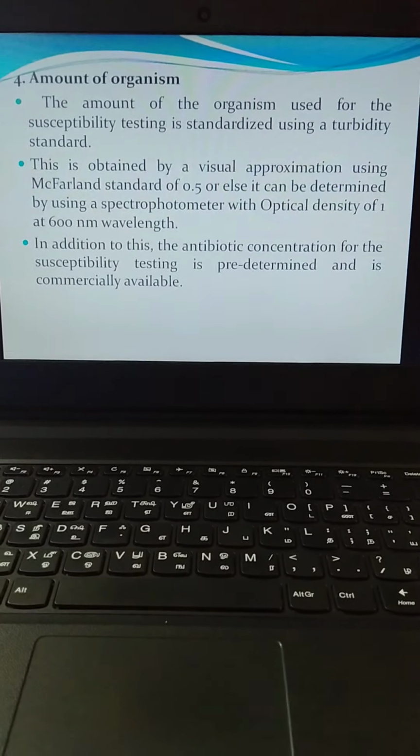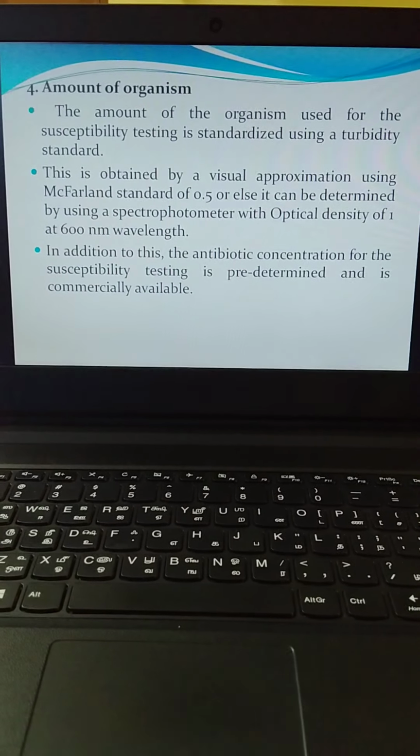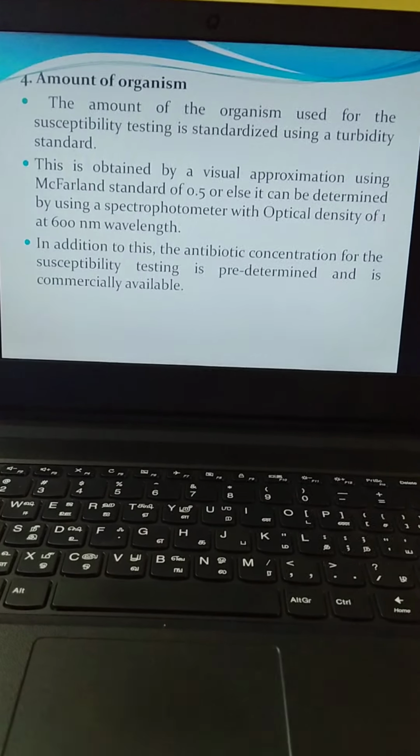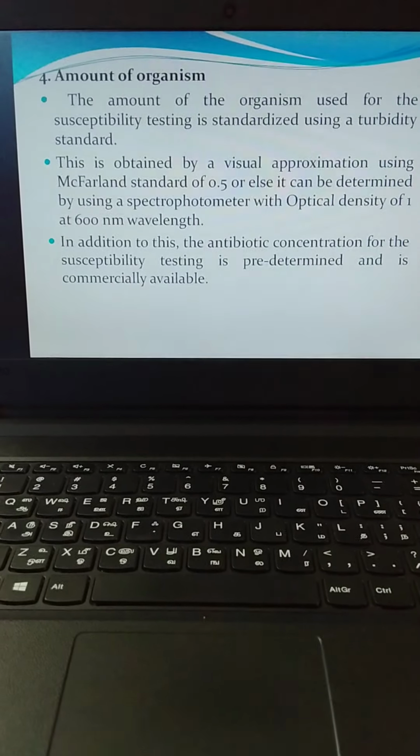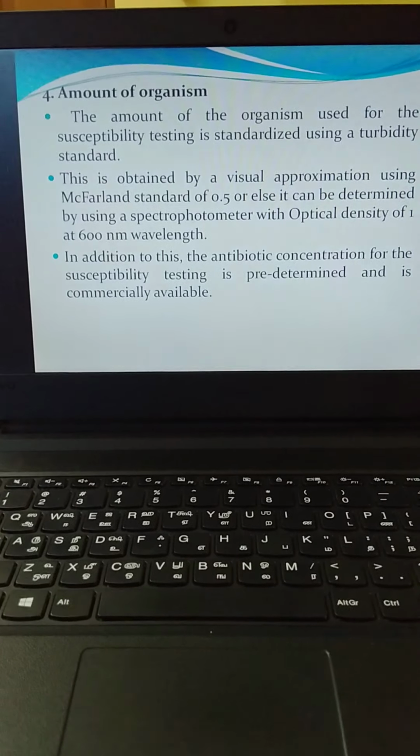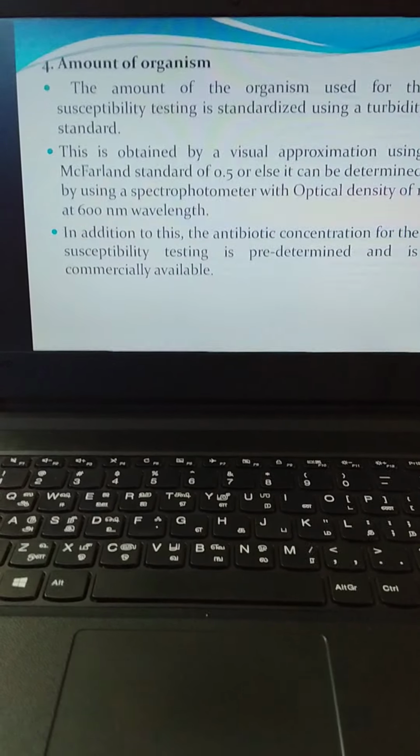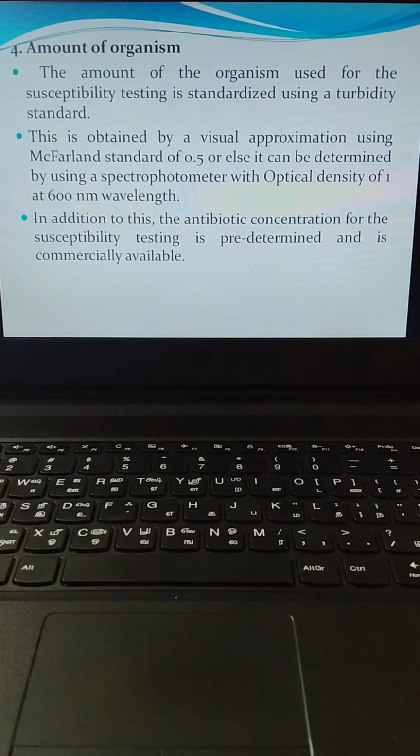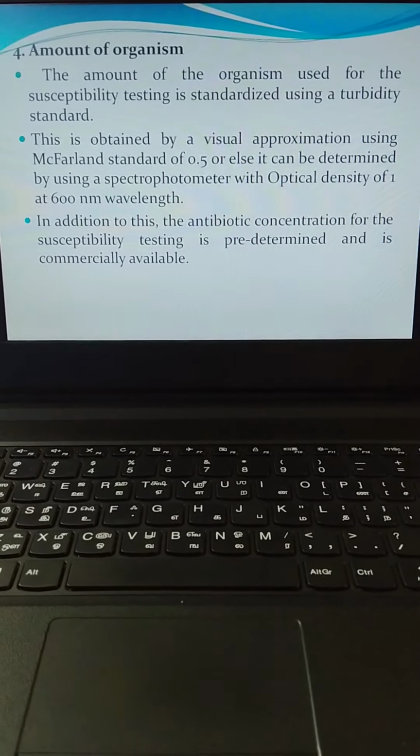The next condition is that the antibiotic concentration for the susceptibility testing should be predetermined. It is available commercially with a predetermined value, so that can be used. The amount of organism is the main thing that affects the susceptibility test. So we have seen four factors, and all four have to be considered carefully, because if they are not considered properly, the result obtained may not be reliable.